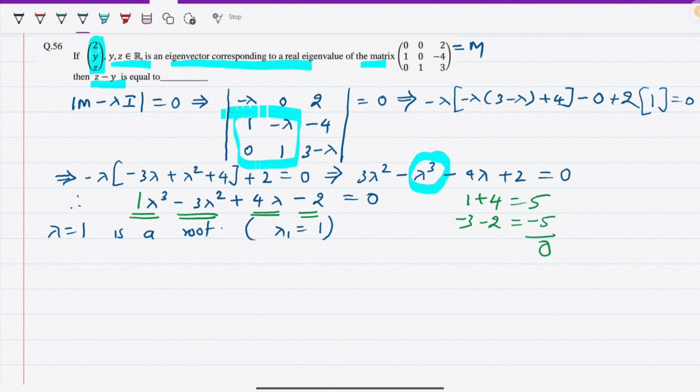Now we just want to make sure that this is the eigenvalue which we are looking out for, because they have specified real eigenvalue in the question.